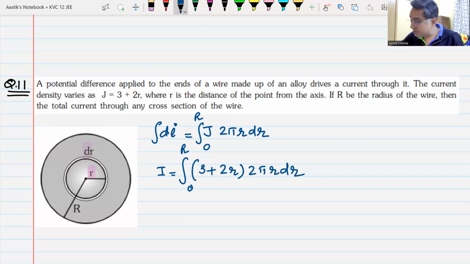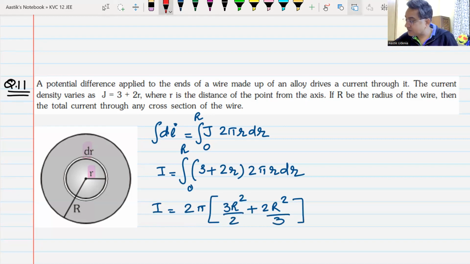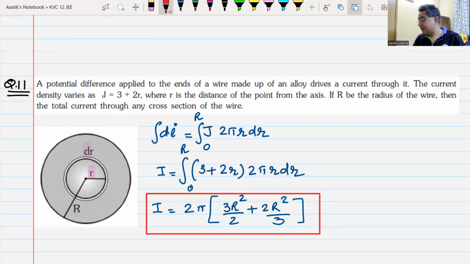This 2 pi will come out, and in the integral you will be left with 3r dr plus 2r squared dr, so this will be 3r squared by 2 plus 2r cubed by 3 after putting the limits. This is the answer that you will get, and that would be your current in that wire.